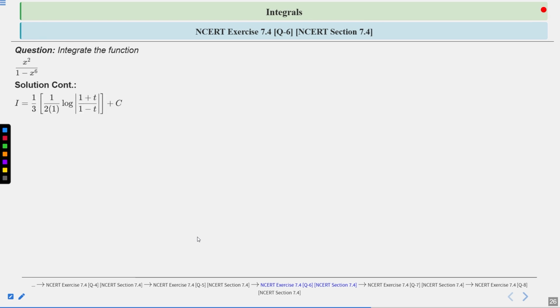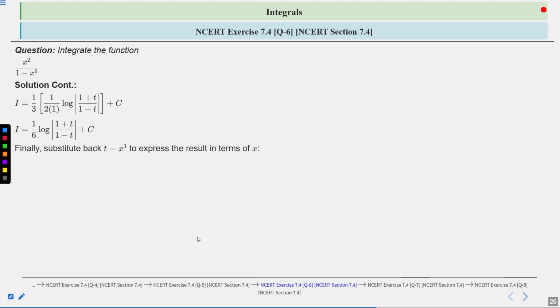So I will be equal to 1 by 3 into 1 by 2 into 1 log mod 1 plus t upon 1 minus t plus c. Right, I is basically equal to 1 by 6 log mod 1 plus t upon 1 minus t plus c.